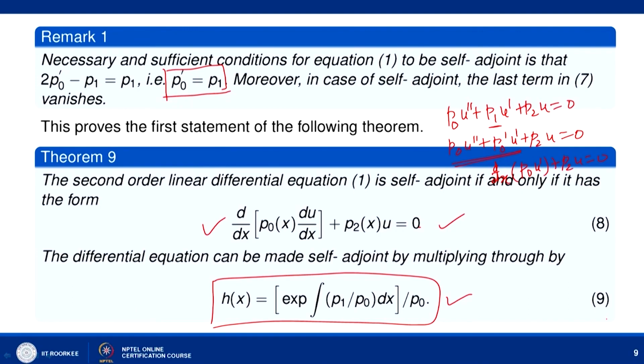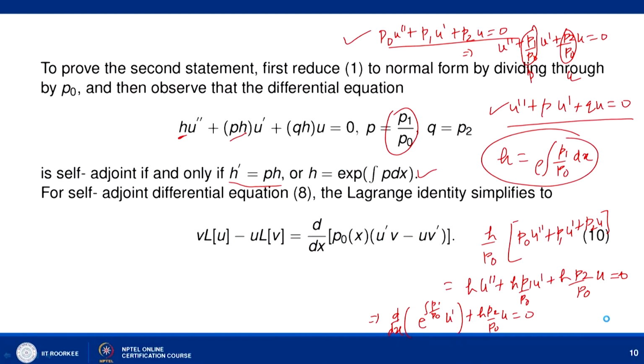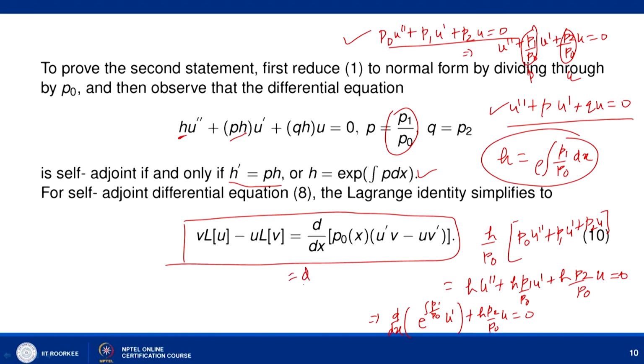And here we note one thing, that in this case for self adjoint differential equation, the Lagrange identity is now simplified, and it is given as vLu minus uLv equal to d by dx of p0(x) times (u'v minus uv'). In fact, it is d by dx of p0 and Wronskian of u, v.